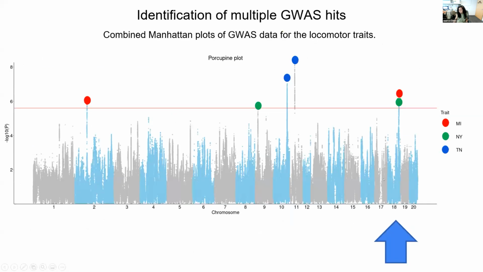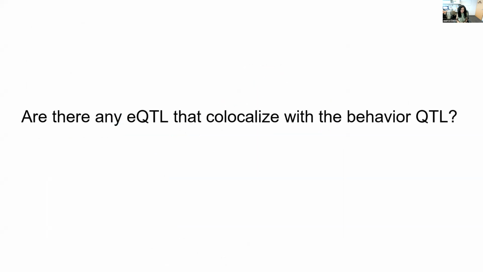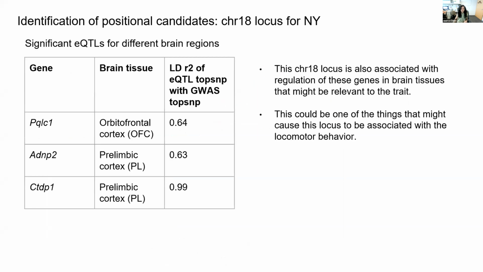So now let's zoom into this chromosome 18 QTL for the New York locomotor trait. There are 10 genes in this interval. And the question we can ask is, are there any eQTLs that co-localize with the behavior QTL? For this same chromosome 18 locus, we can see that there are significant eQTLs, and it is associated with regulation of these genes in brain tissues that might be relevant for this locomotor trait.